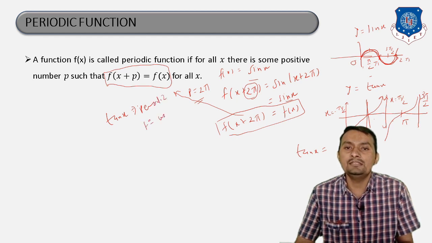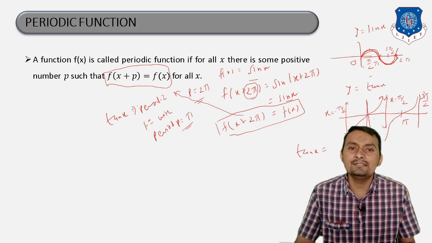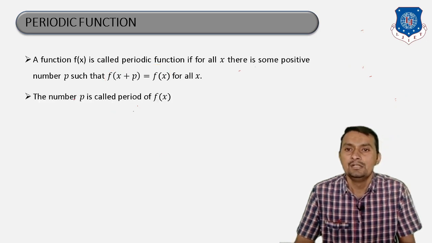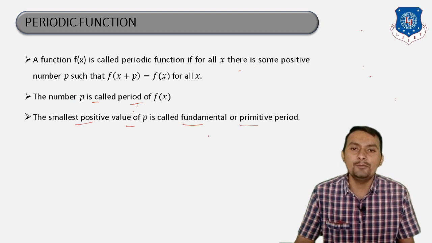A periodic function with a period p is equal to what exactly? That is 2π. So we will keep that in mind. Now let's have a look at another part. A number p is called a period of the function f(x). The smallest positive value of p is called the fundamental, or primitive, period.